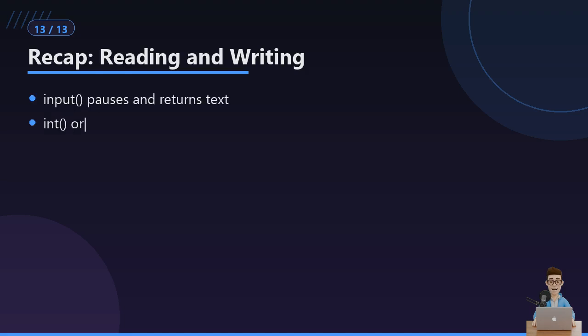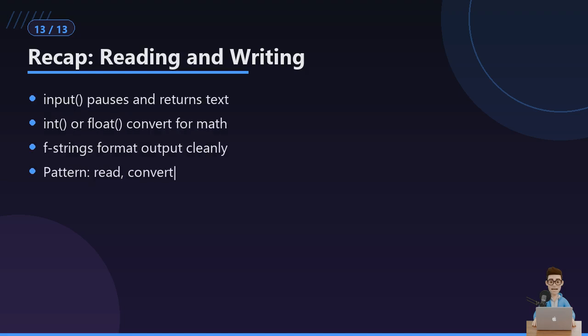Quick recap. Input pauses your program and always hands back text, so convert with int or float before doing math. F strings are your go-to for clean output, and print sep and end options give you fine control. Remember the rhythm. Read, convert, compute, print. Practice it with a tiny tip calculator tonight. It uses every piece from today.